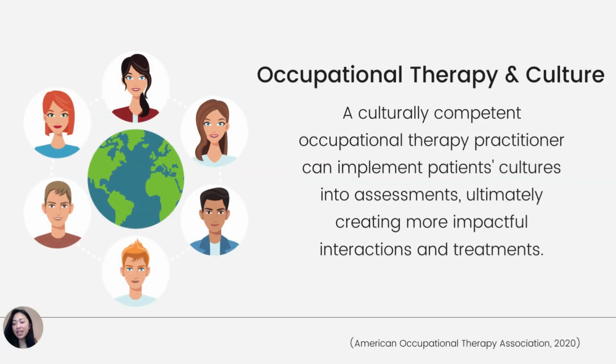So now let's discuss occupational therapy and culture. How does culture correlate with occupational therapy? Well, in occupational therapy, a person's culture can influence and impact many occupations and therapy-related goals. A therapist needs to consider all of the complex elements associated with culture, such as cultural awareness and sensitivity, to provide clients with the best support possible.